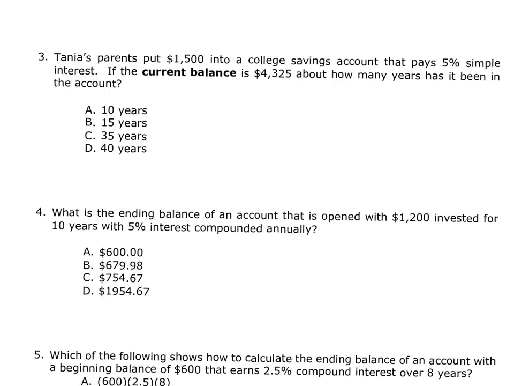Okay, number 3. Tanya's parents put $1,500 into a college savings account that pays 5% simple interest. If the current balance is $4,325, about how many years has it been in the account? Okay, so first thing I notice is this says simple interest. I notice the simple interest formula gives me just my interest. So I have to figure that out because I have 4,325 and I started with 1,500. So to find out how much interest that would be, I have to subtract.